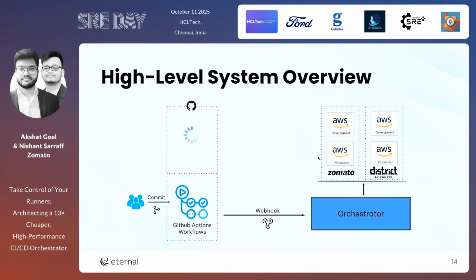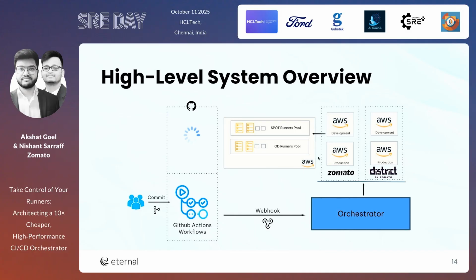Now, under Eternal, we have multiple businesses. Let's take an example of two businesses, Zomato and District. Each business has different AWS accounts separated by environments. So Zomato development account, production account, same for District also. The Orchestrator will decide in which account it should spawn that self-hosted machine. Assuming the Orchestrator spawns the machine in the Zomato development account.